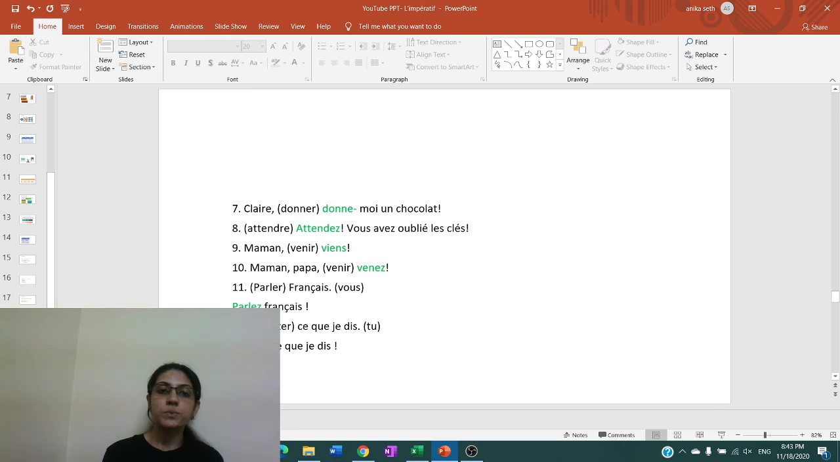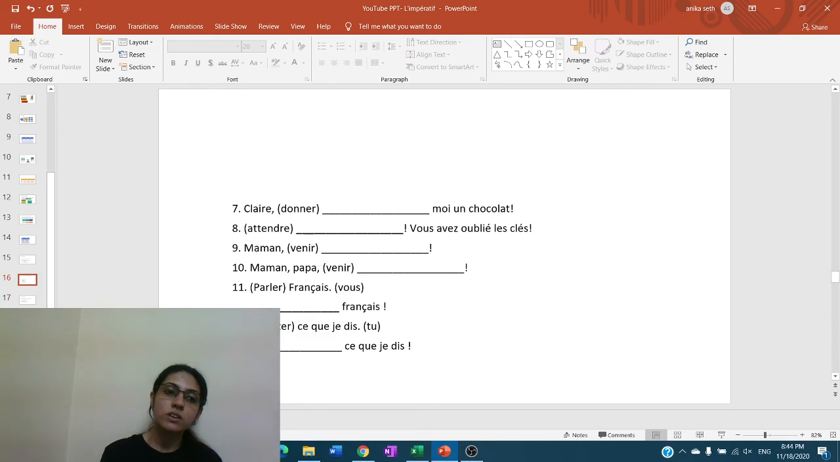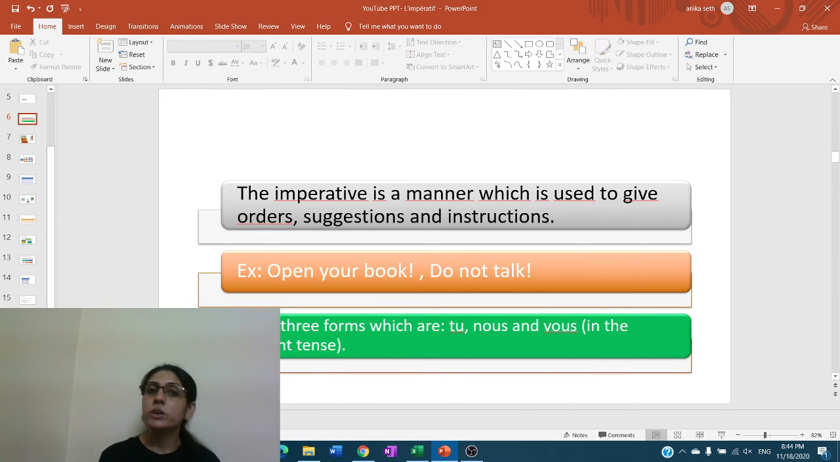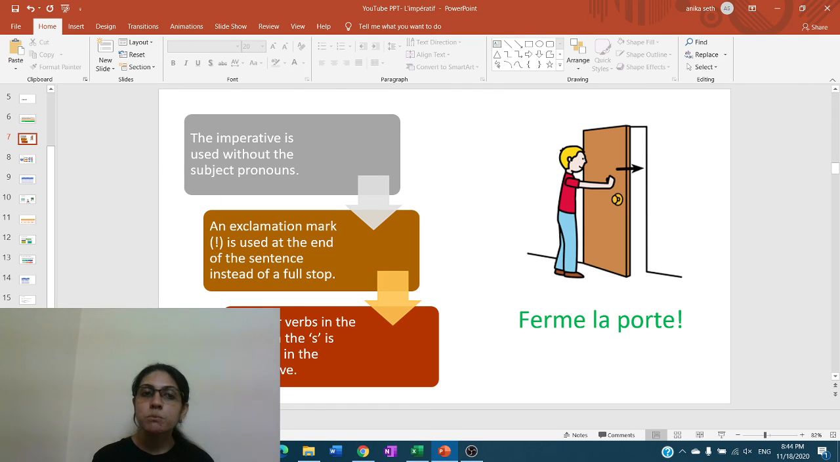Okay. So with this we have covered l'impératif. First of all we started with the meaning of the imperative. Just for a quick summary, let's go through these slides once. What is the imperative? The manner in which orders, instructions and suggestions are given. It has three forms, that is tu, nous and vous, with which the verbs are conjugated in the present tense. Then the subject pronoun is not used in the imperative form.